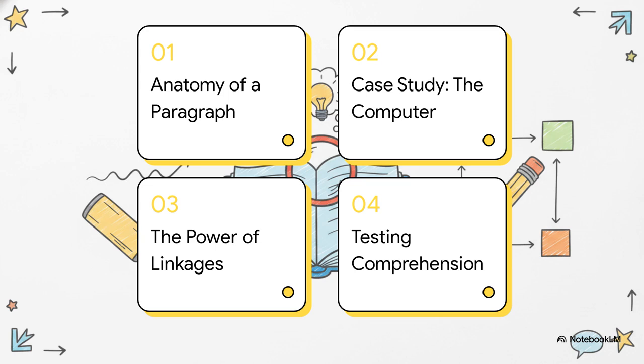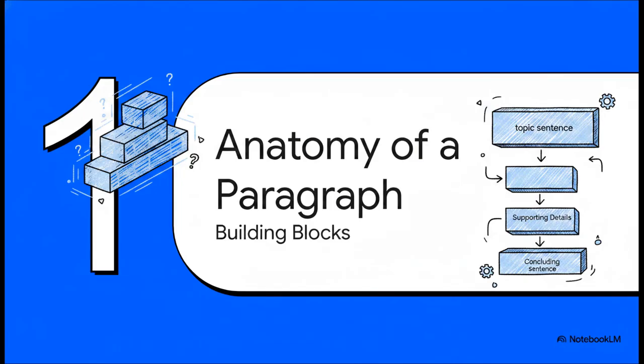Here is our roadmap for today's explainer. First, we'll dissect the anatomy of a paragraph. Second, we'll put those skills to the test with a case study focused on the logic of computers. Third, we'll uncover the power of linkages in writing. And finally, we'll wrap up by testing your comprehension. All right, let's jump straight into section 1, anatomy of a paragraph.